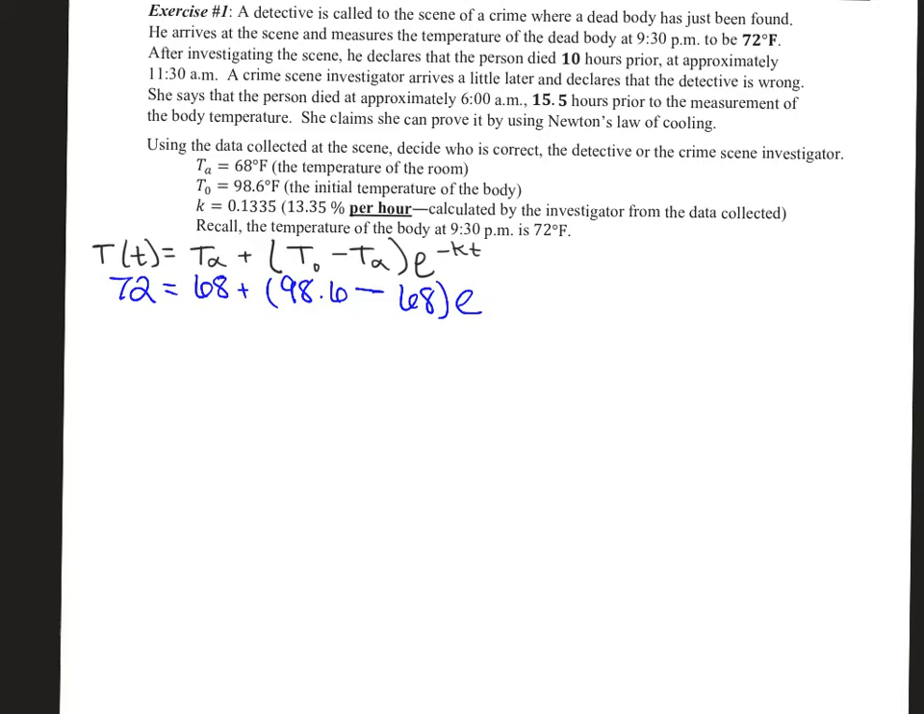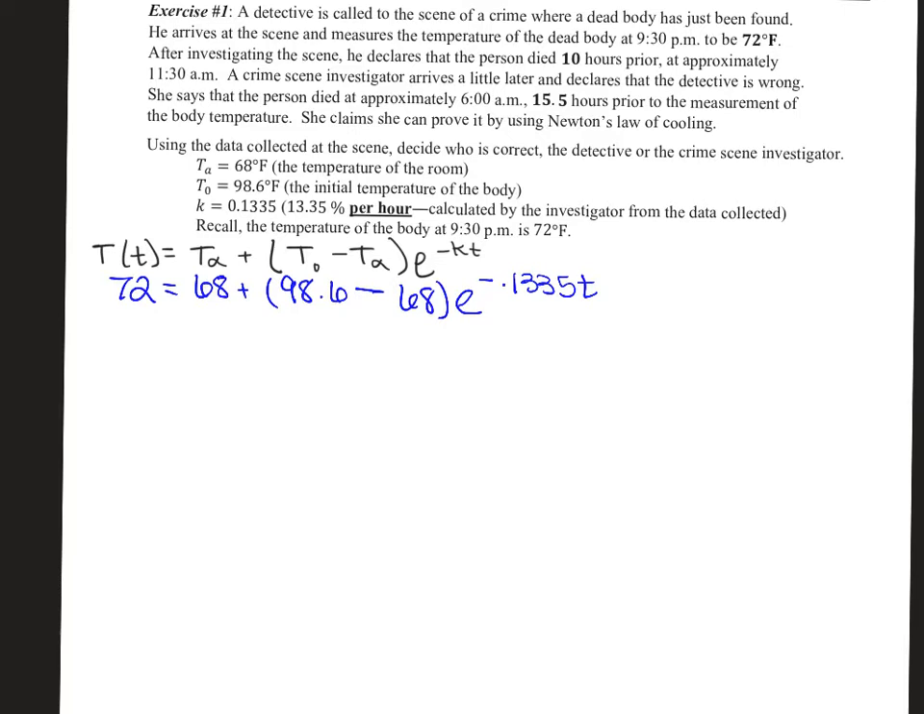There's so much going on in this equation that it's easy to lose that E, but if you lose it, it's going to mess everything up. And then negative 0.1335, and we don't know the T. We're going to figure out how long it took to go from 98.6 degrees to 72 degrees.